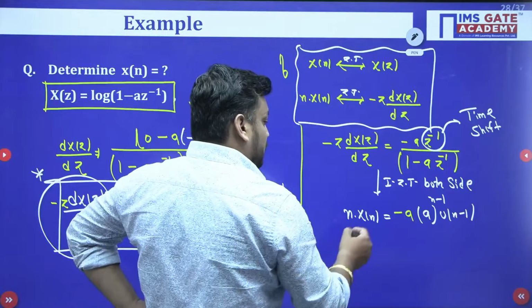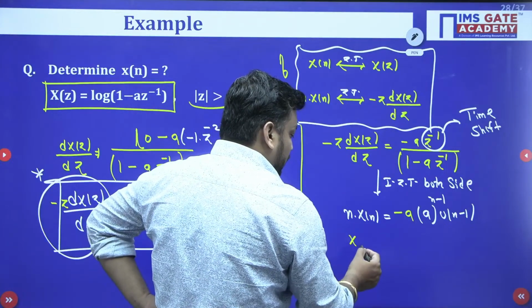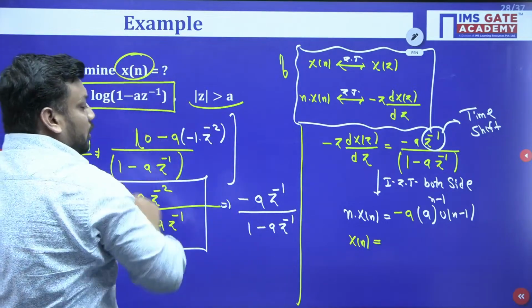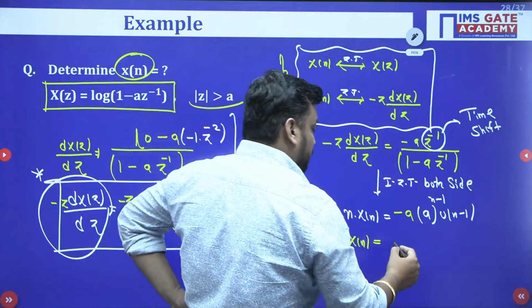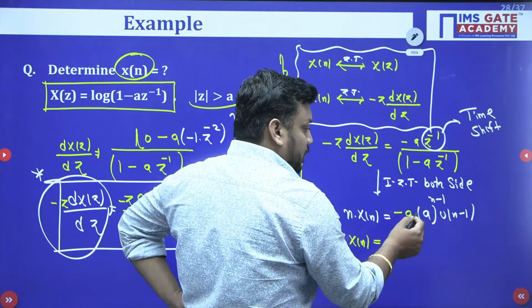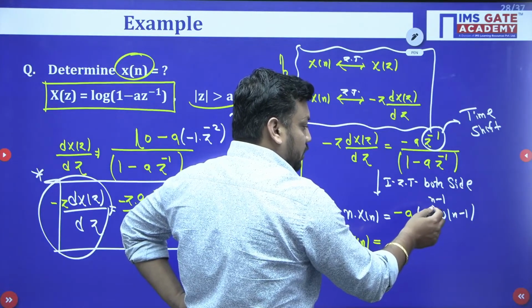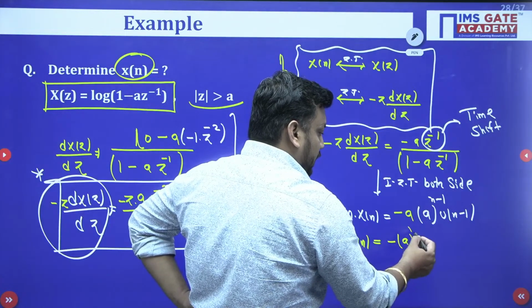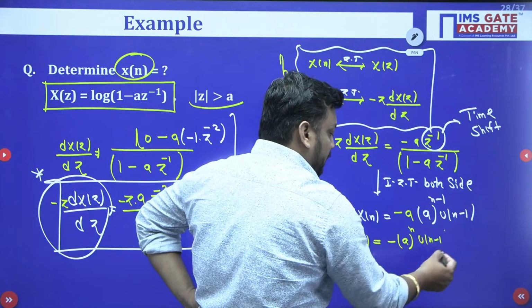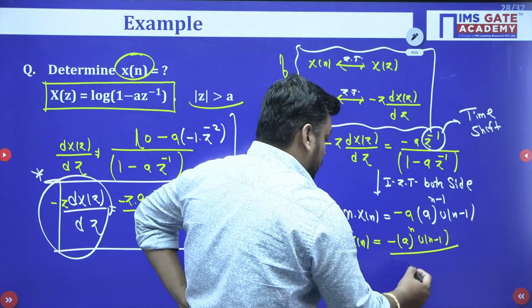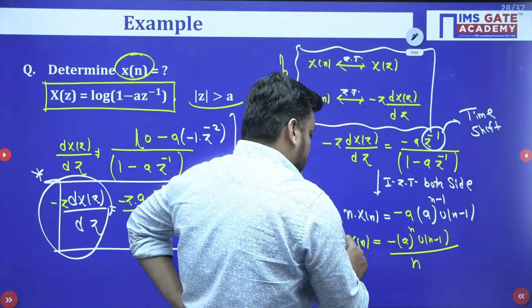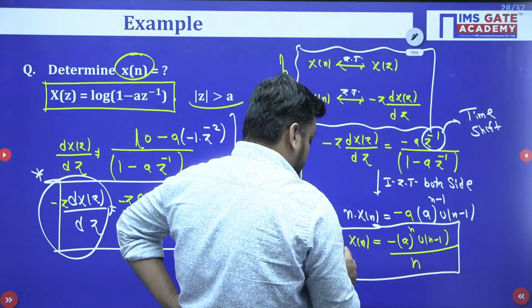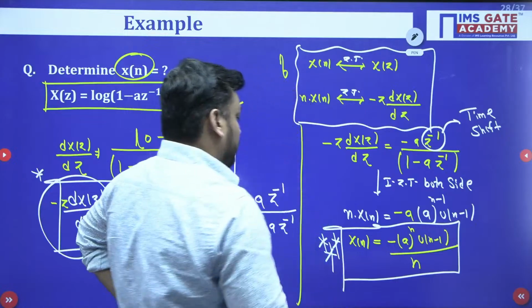So what is the final answer now? The final answer will be x of n. I am looking for x of n, the inverse transform. Determine x of n only. So n you have to cross multiply, and this is a to the power plus 1, here a to the power n or a to the power minus 1, so minus 1 or plus 1 get cancelled. So here is minus a to the power n into u of n minus 1 upon n. This will be your final answer for this question. This will be your final x of n.